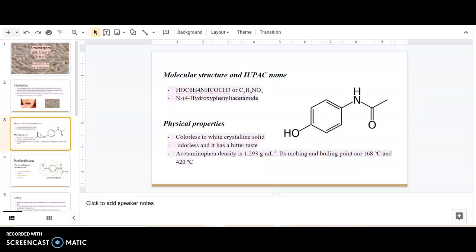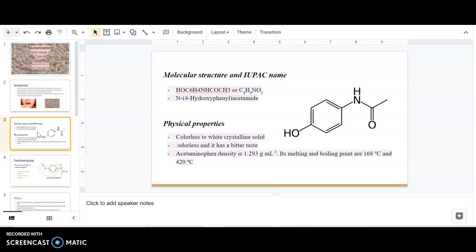Molecular structure and IUPAC name. The molecular formula is C8H9NO2. The IUPAC name is N-(4-hydroxyphenyl)acetamide. The physical properties of acetaminophen are it's a colorless to white crystalline solid, it's odorless and has a bitter taste.